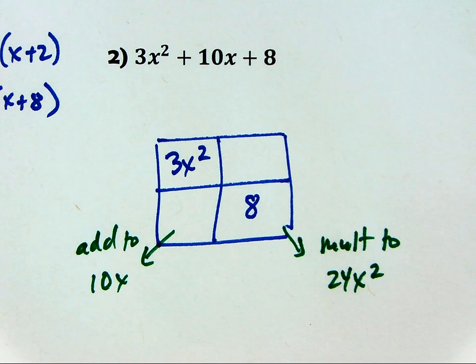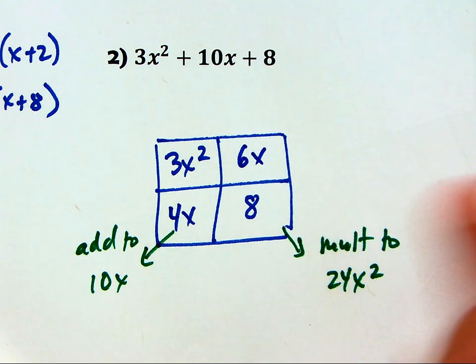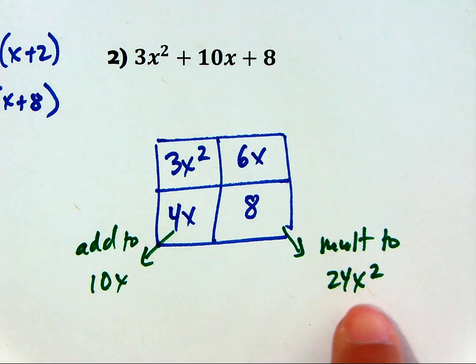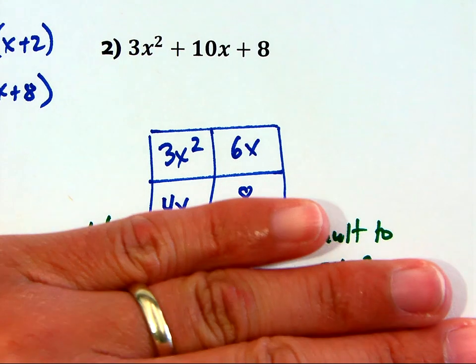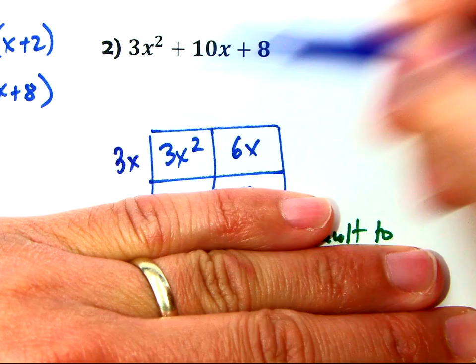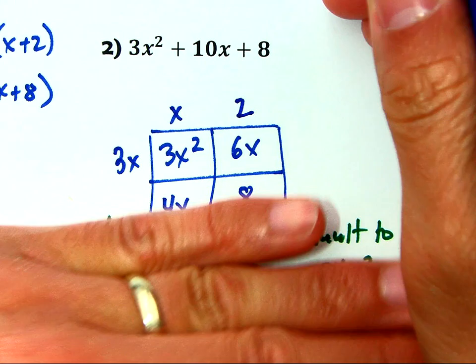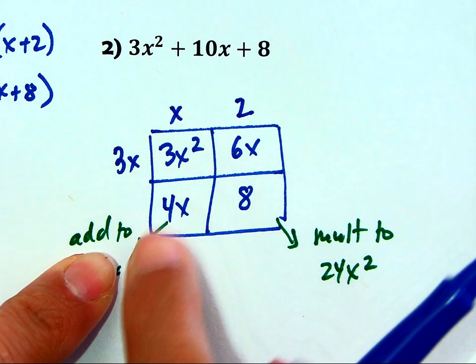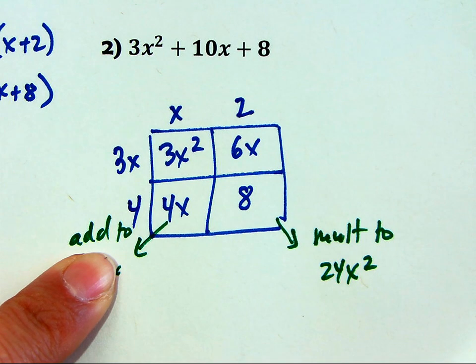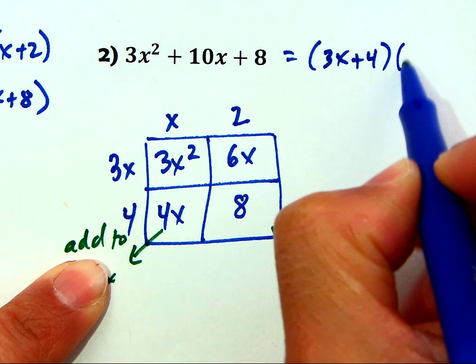Okay, so let's see. This one came pretty quick to me, 4x and 6x. Right? Those add up to 10x, and when you multiply them, you get 24x squared. Okay. So our first row, what those terms have in common is 3x. The missing factor here is x, and the missing factor here would be a 2. And then if this is an x, then this factor out here has to be a 4. And then 4 times 2 is 8. All right, so the factorization is going to be 3x plus 4 and x plus 2.